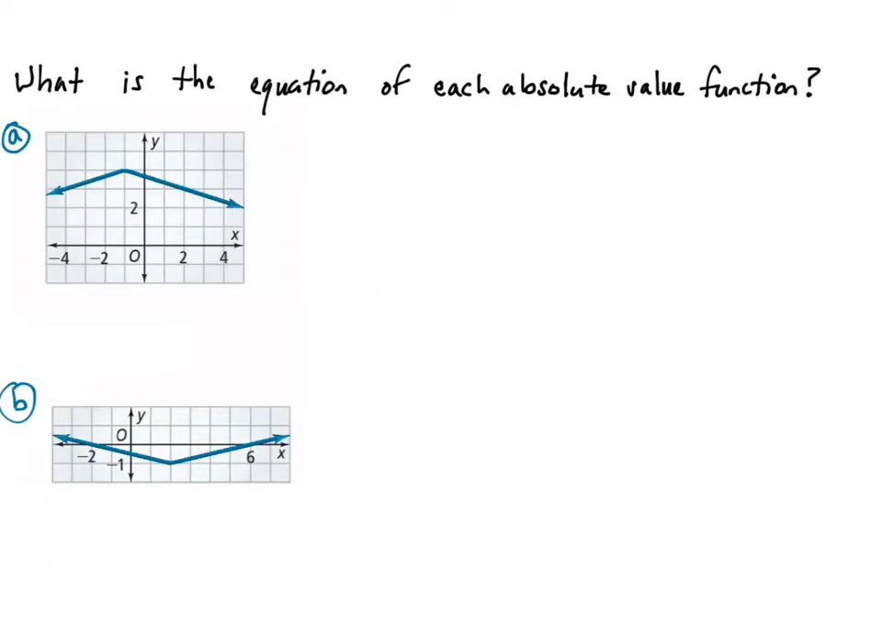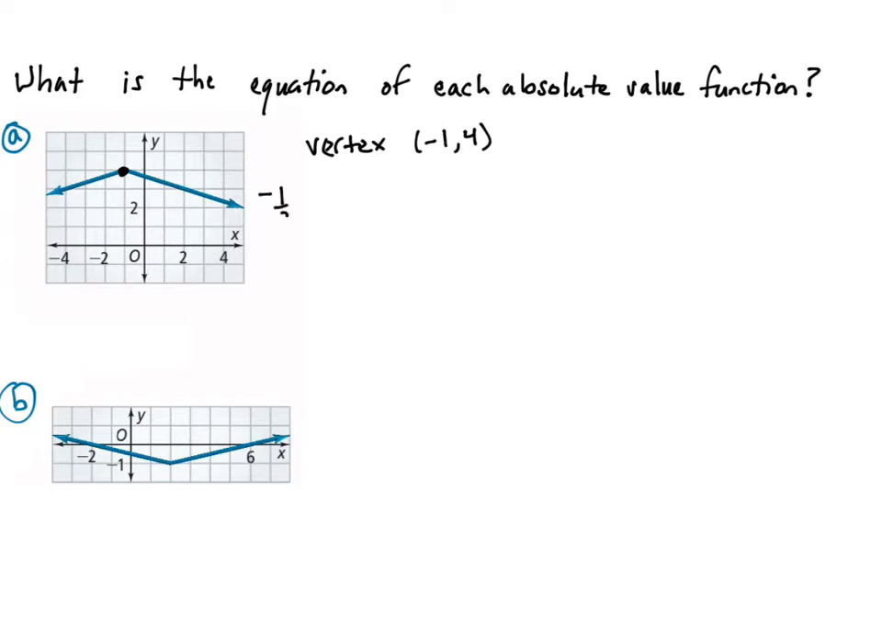Here it wants to know what is the equation of each absolute value function, so we're going to go from the graph to the equation. The first thing we need to do is identify the vertex. For A, we have a vertex at (-1, 4). We should also notice that our graph is flipped over, and the slope of our right branch went from 1 to down 1, right 3.